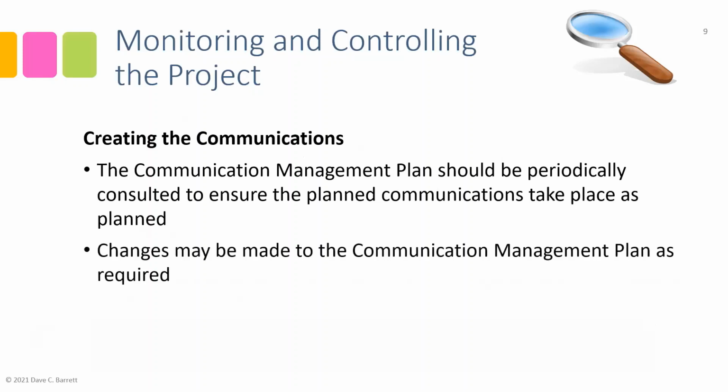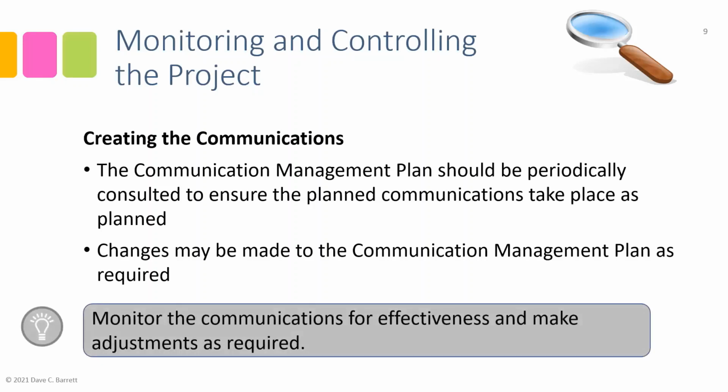Changes may be made to the communication management plan as required. We may find during the executing phase that perhaps the frequency of a meeting needs to be more frequent or less frequent. Perhaps we need to send something in email that we didn't previously think we should. It's normal and expected to make updates to the communication management plan. So key idea: monitor the communications for effectiveness and make adjustments as required.